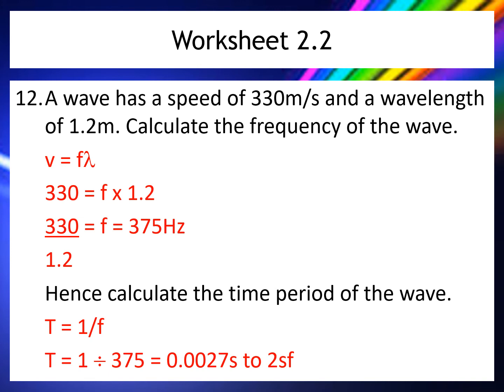The second part of the question wants us to use that answer to find the time period of the wave. We go back to time period equals 1 divided by frequency, t equals 1 over f. We put the numbers in. 1 divided by 375 gives us 0.0027 seconds, to two significant figures.